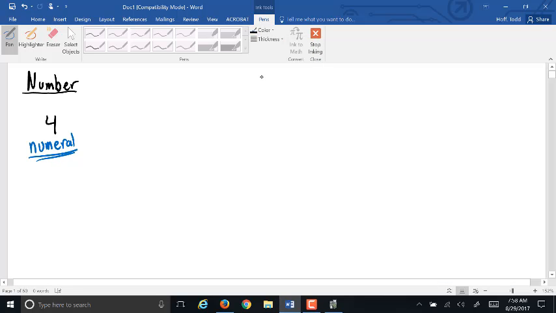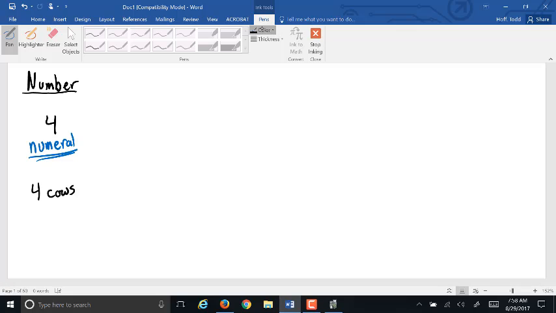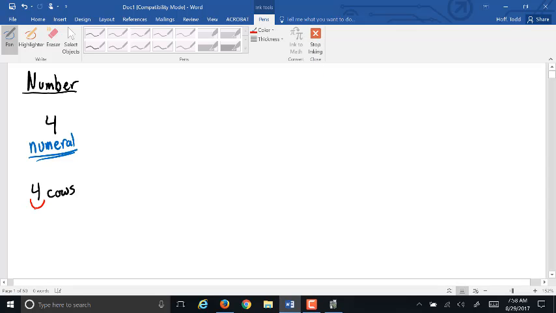To be a number, it must tell us how much, but it also must tell us of what. Like 4 cows. That's a number because it tells us how much we have, the 4, which I'm going to refer to as the count, and then what it is we have 4 of, in this case, the cows, which I'm going to call the name. So every number has 2 parts, a count and a name.